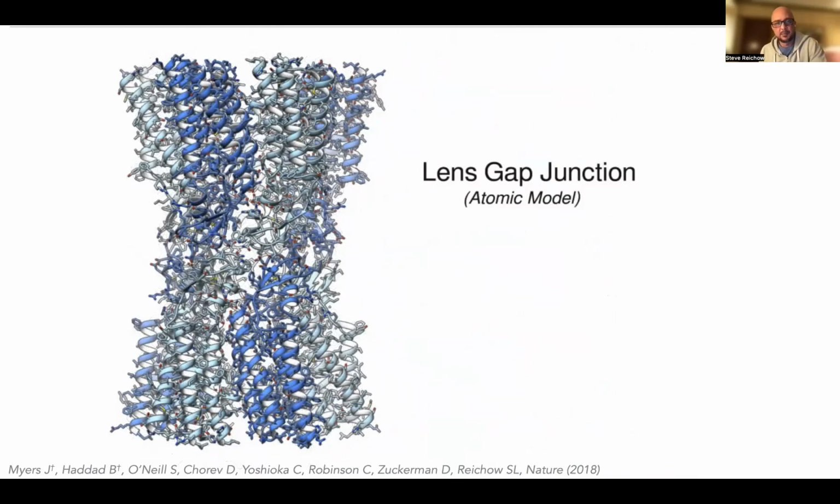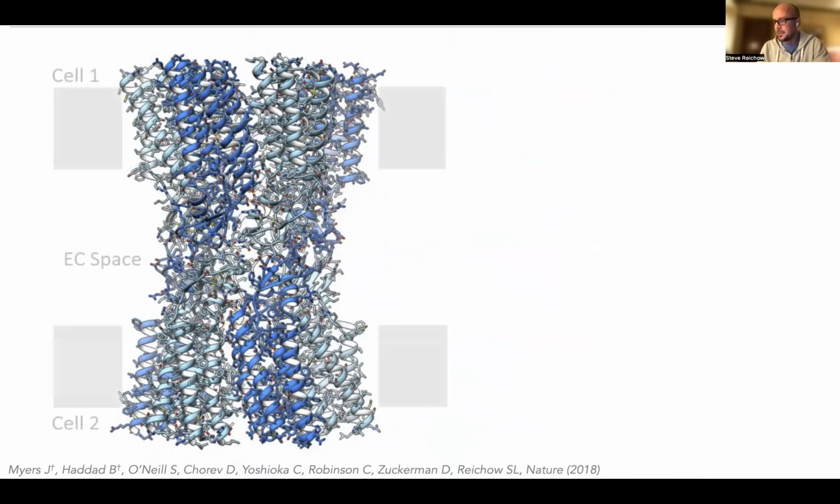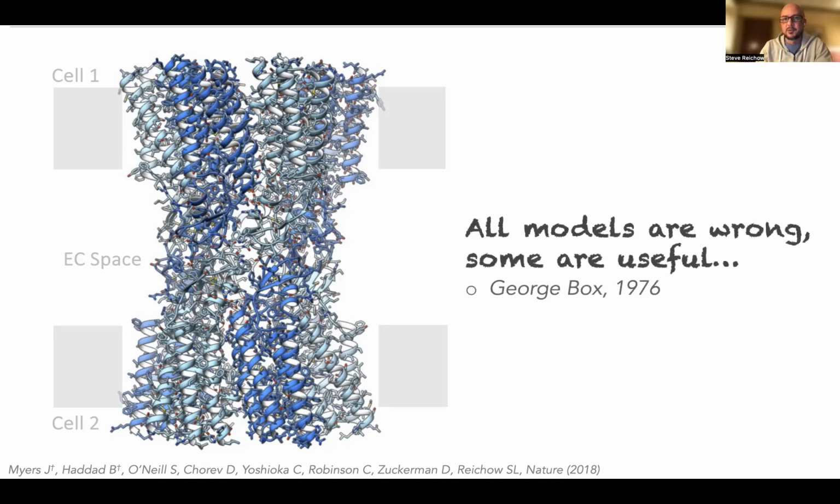Okay, so at this point now, we had our structure. And so the question is, now what? As I teach my students, the structure really shouldn't be the goal. The structure should really be the starting point. And at this point, I think it's also important to remind us all of what I think is a very suitable quote from George Box, and that's that all models are wrong, but some are useful. And so we really wanted to set out to understand how useful this model is going to be in explaining some of the functional features of these channels.